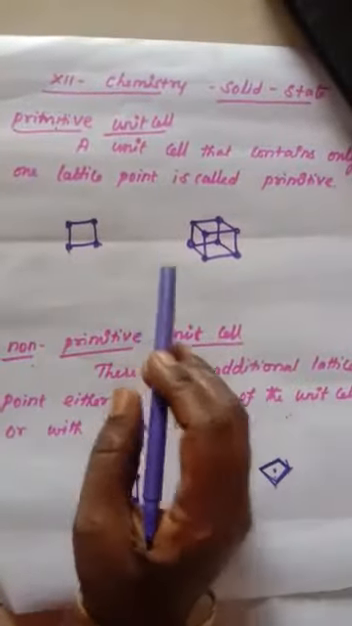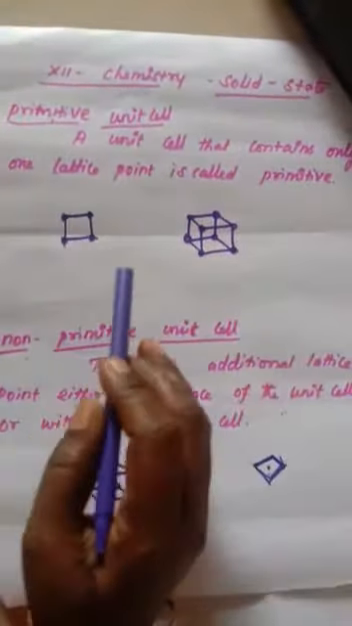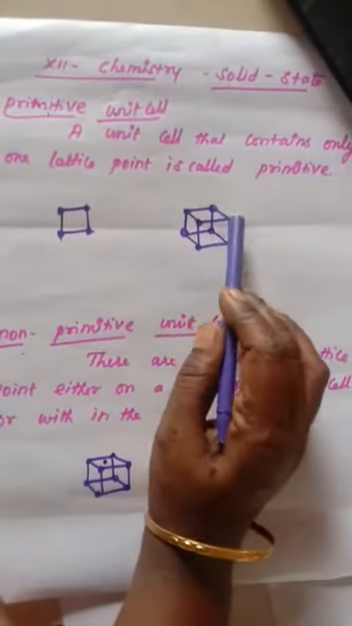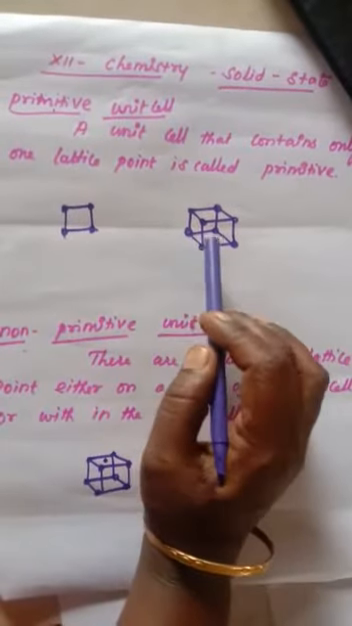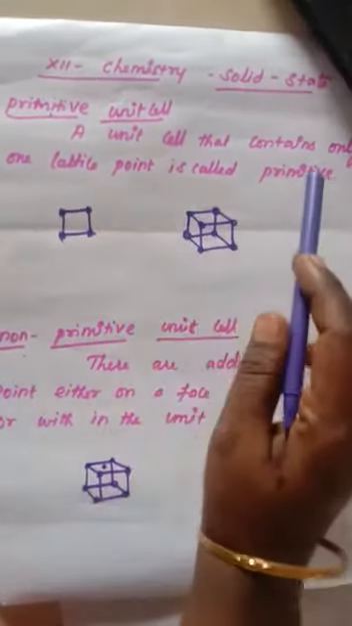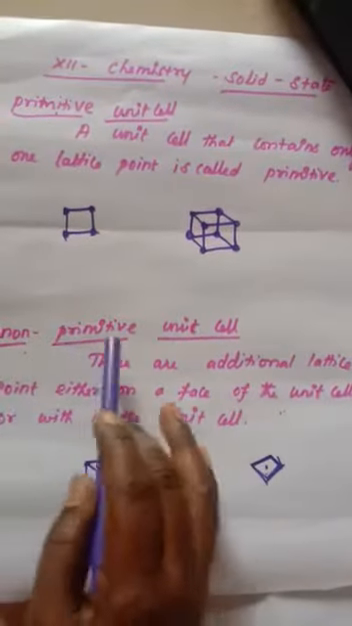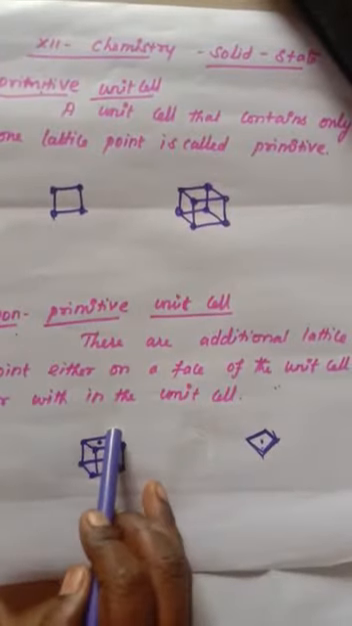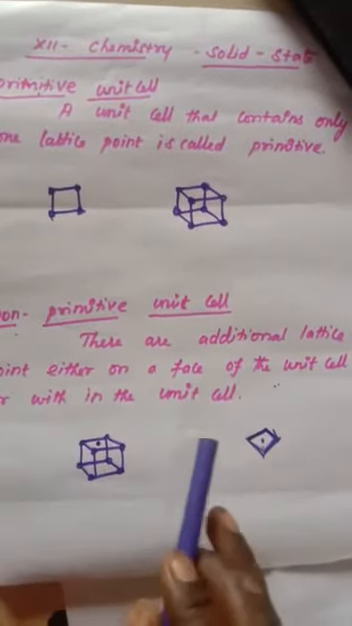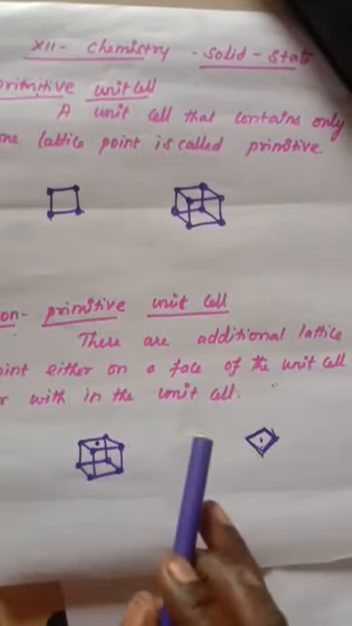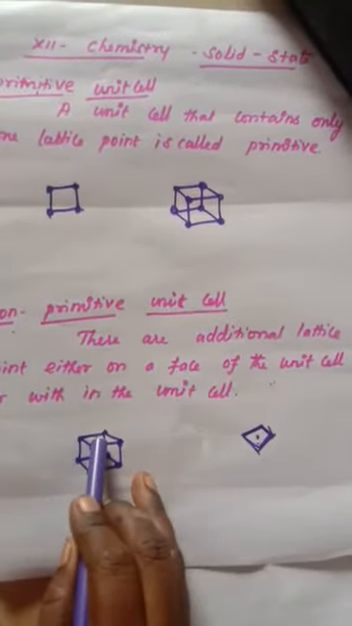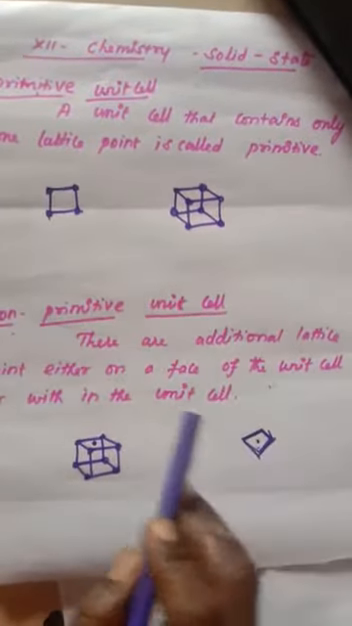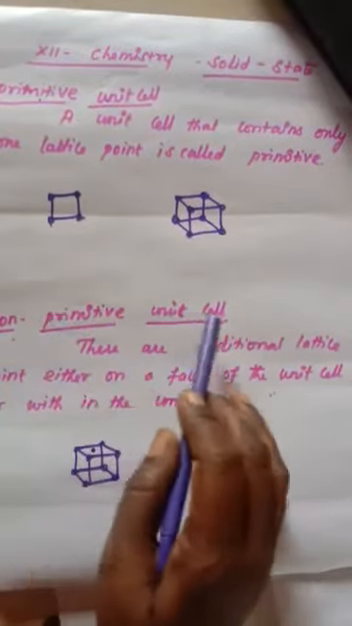I explain once again. A primitive unit cell contains only one lattice point, and that one lattice point is made up of each of its corners. A non-primitive unit cell has, in addition to the corner lattice points, one atom or one lattice point present either on the faces of the unit cell or within the unit cell, and this is called the non-primitive unit cell.